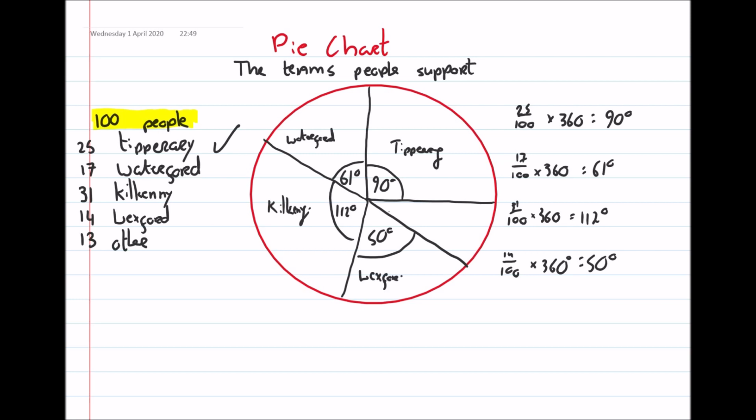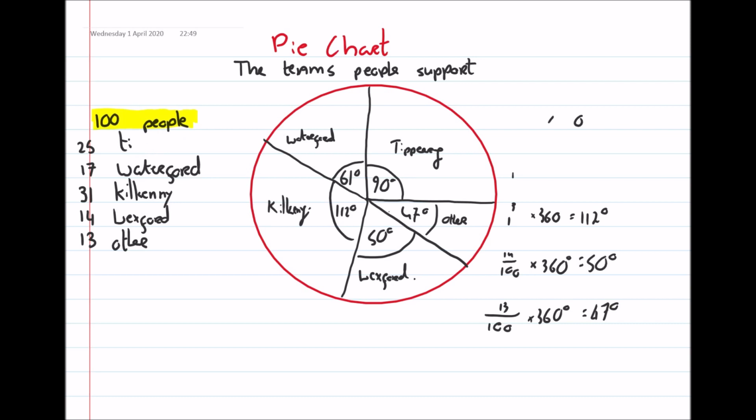That's Wexford. And last up then, other, which is 13 out of 100 multiplied by 360 degrees equals, gives us 47 degrees. 47 degrees, and that's other. So there's our pie chart. Okay, just one other thing.